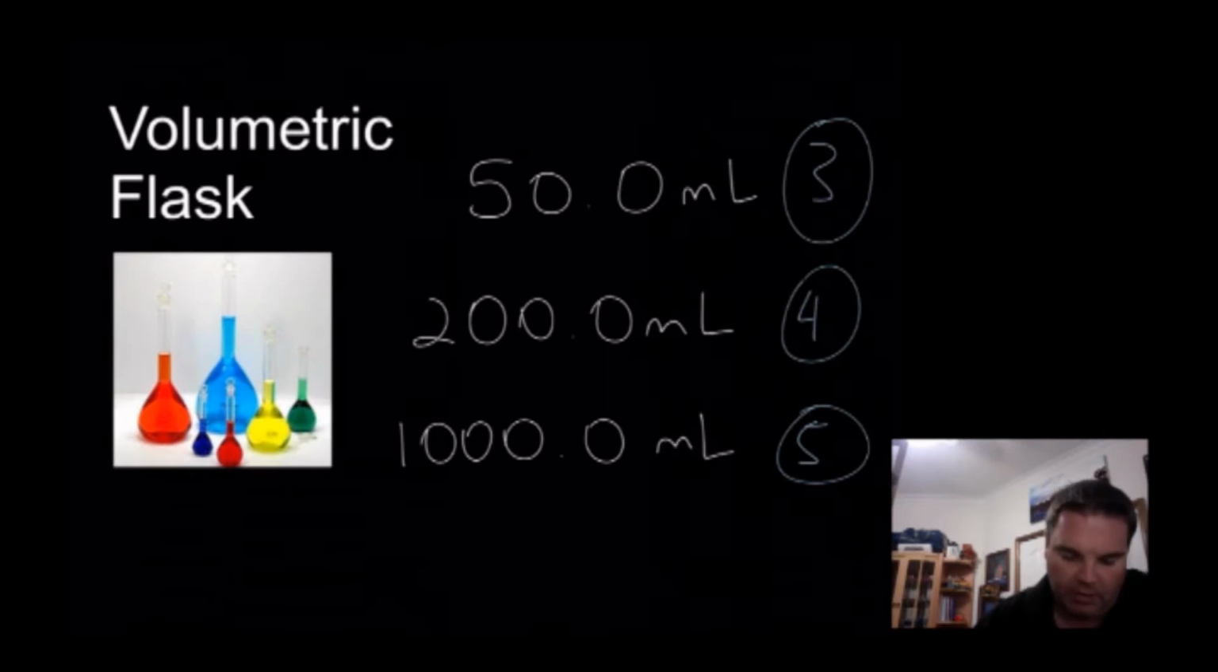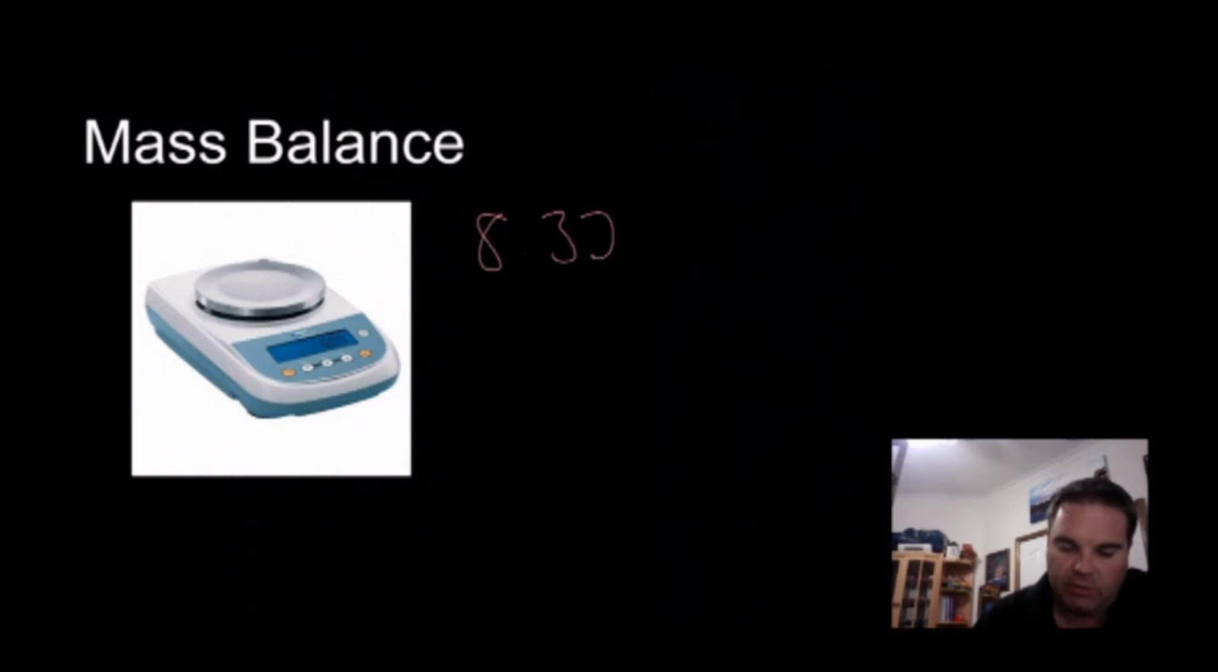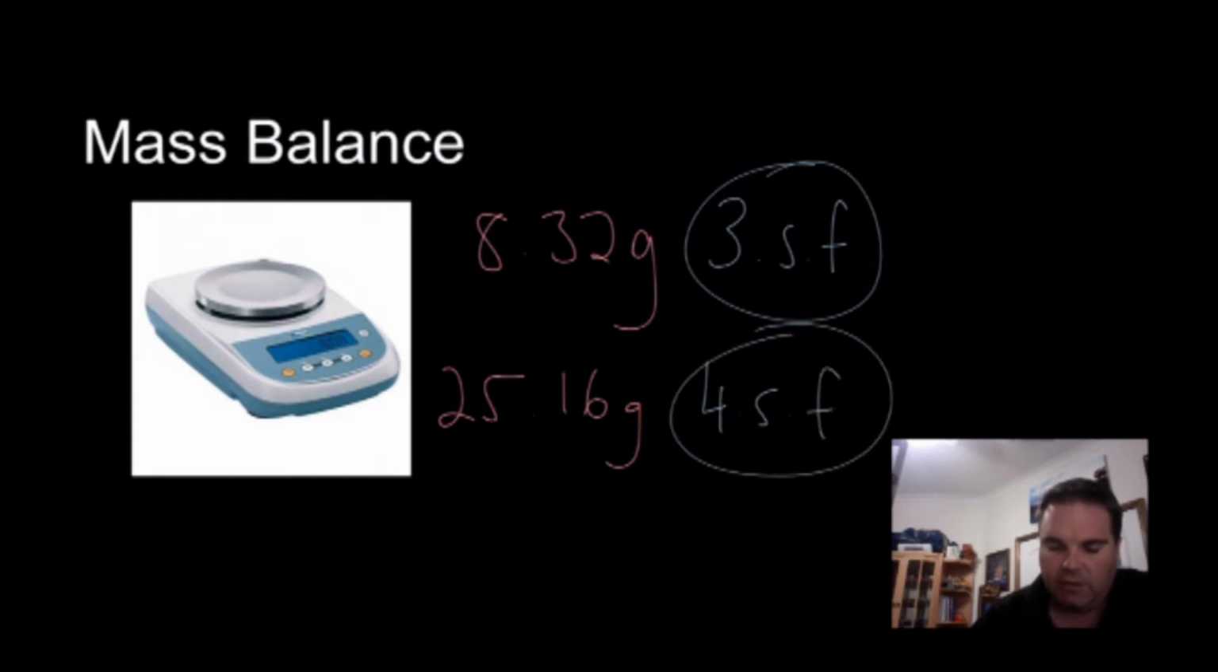If you're talking about a mass balance, this mass balance here goes to 2 decimal places. So if you weighed out 8.32 grams of a substance, this would actually be 3 significant figures. If it weighed out 25.16 grams, that would actually be 4 significant figures. So in this case, the number of decimal places that your balance can go to is quite important.